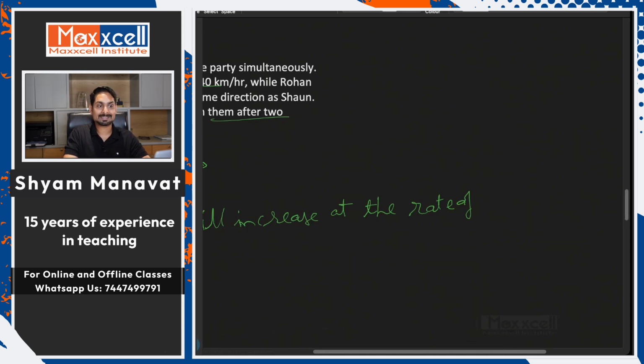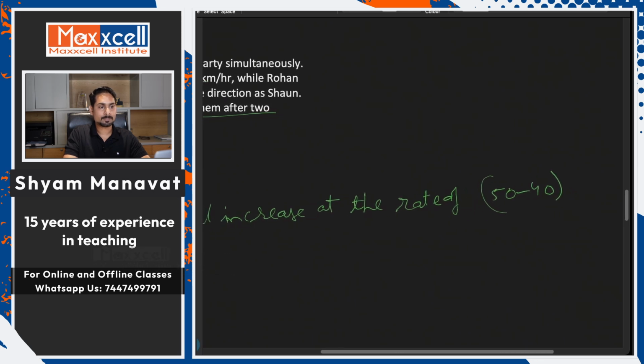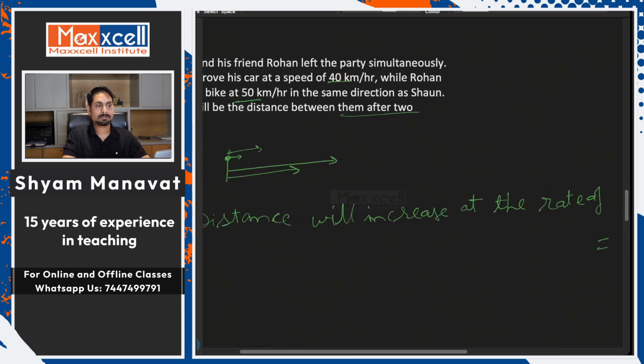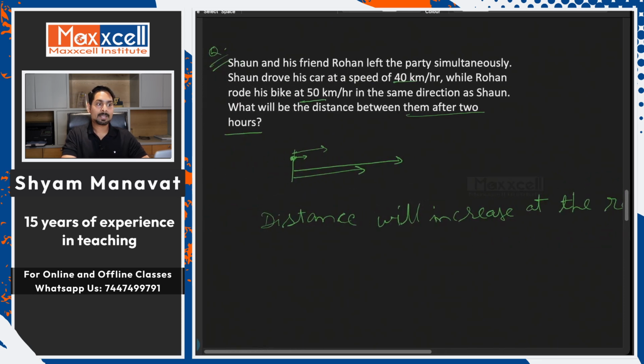So in this case distance will increase. Can you tell me why? 50 minus 40, at the rate of 10 kilometer per hour. Can you tell me why the distance will increase? Because if they started at the same time, the slower one will remain behind. If the slower one will remain behind, then distance will keep on increasing between them, right?